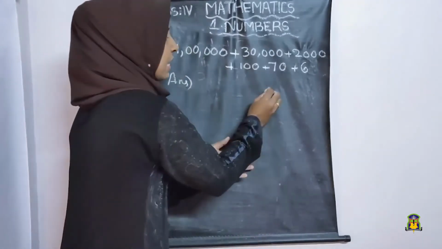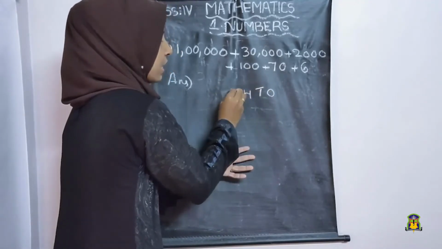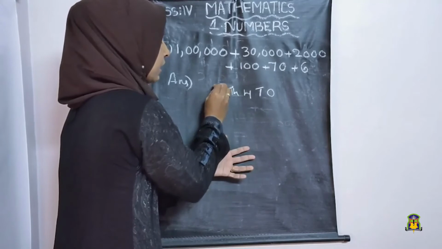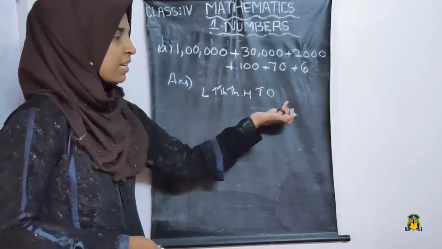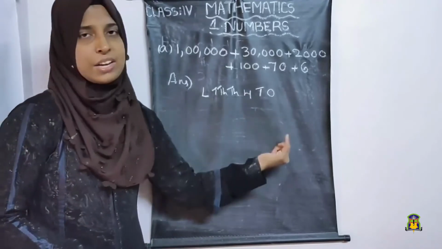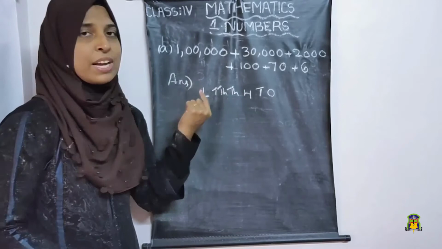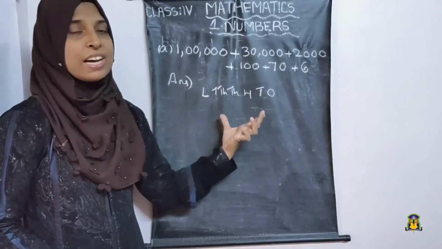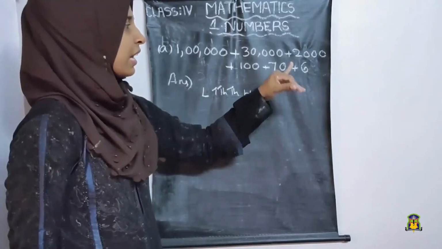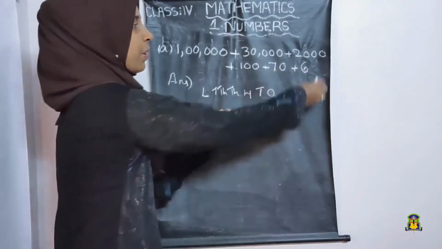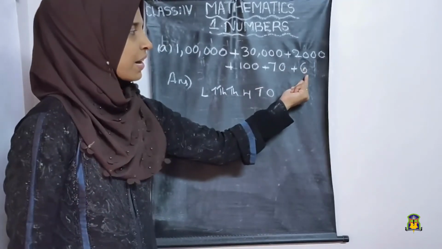Which are the 6 places? Ones, tens, hundreds, thousands, 10,000 and lakh place. These are the 6 places from the right side. Next, we want to find the numbers. In the expanded form, we start from the right side.